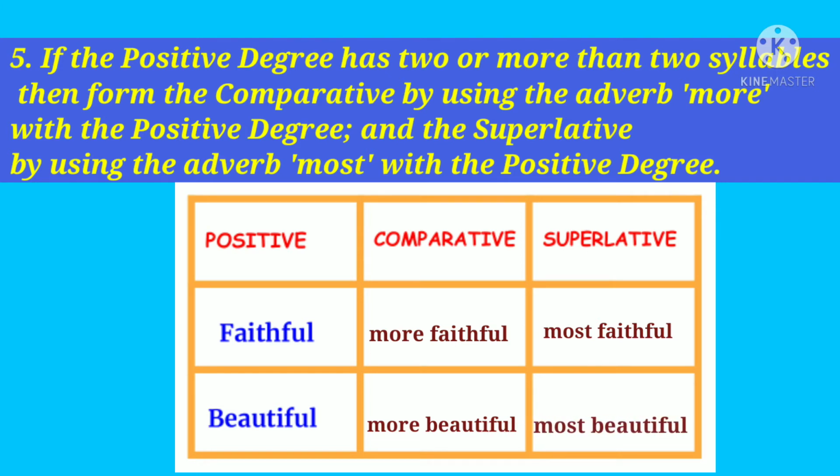Okay. So these five were the rules to form the comparative and the superlative degrees. Okay. But certain adjectives do not form their comparatives and superlatives in any of these ways. Alright. The three forms differ from each other in the positive, the comparative and the superlative degree.